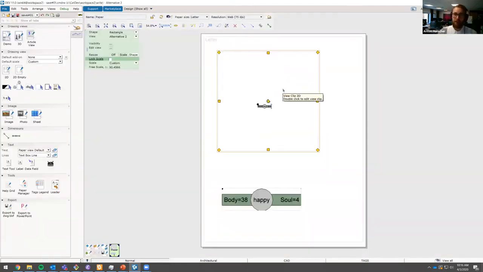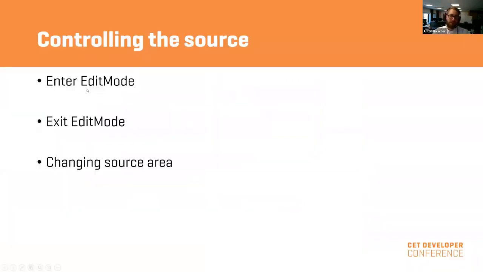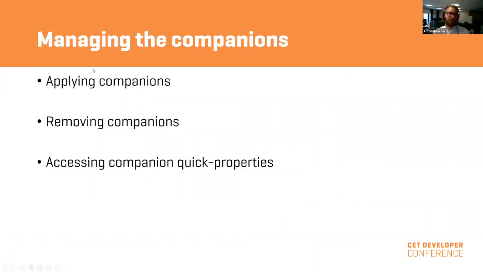Any questions on that or anything previously? So now you know how to enter edit mode, exit edit mode, and change the source area. So what about the companions that I talked about? As I said, they are snappers that connect to the wormhole and alter the appearance.